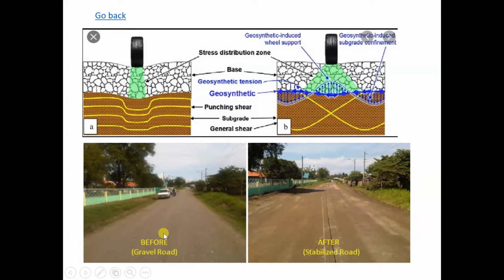At the bottom, on the left hand side, you can see that previously it was a gravel road, and then after you stabilize, I'm not sure we can see very clearly, but it is in a better condition because the stabilized road could have increased strength. Also the stabilization can reduce the dust as well. Okay, because if it's stabilized with cement, then it can be like concrete slabs.